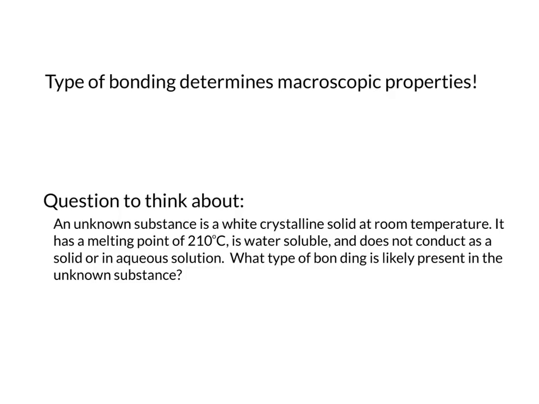So I have an unknown substance. It's a white crystalline solid at room temperature, has a melting point of approximately 210 degrees Celsius. It's water soluble and does not conduct as a solid or in an aqueous solution. What type of bonding is likely present in the unknown substance?